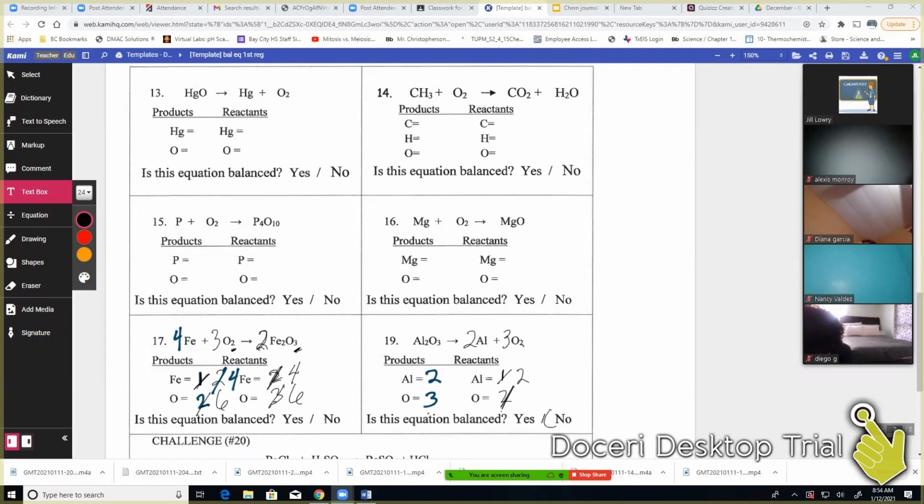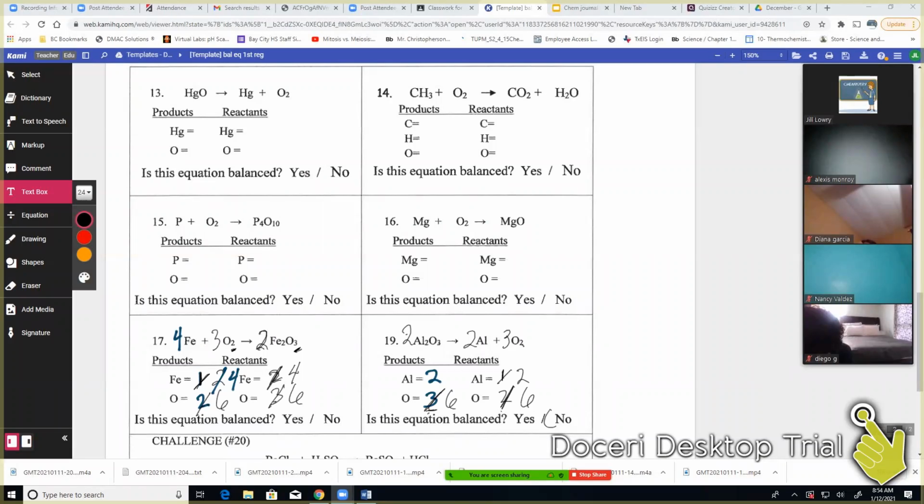3 times 2 is 6. Over here, I have 3 oxygen. So what coefficient do I have to be 6? 2. So 2 times 3, change that to 6.